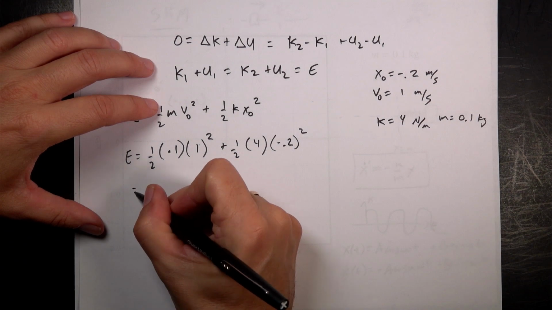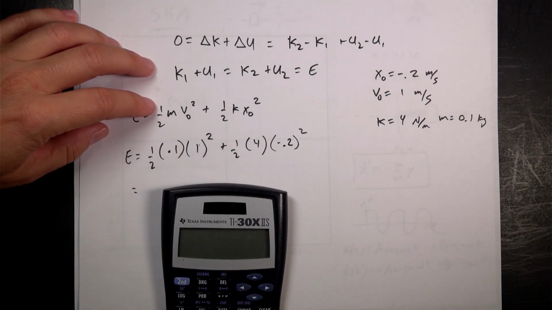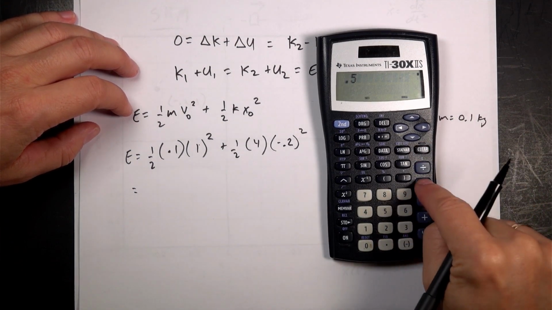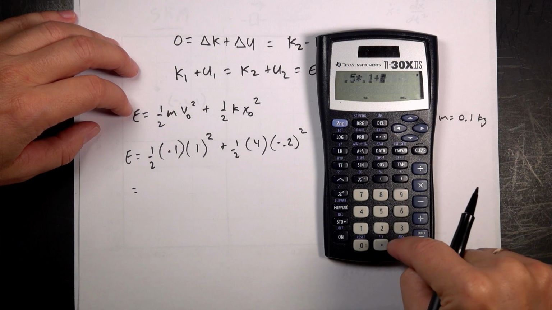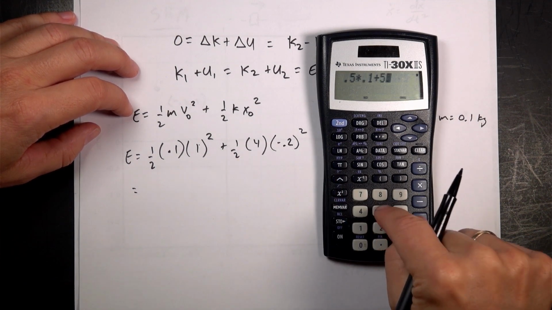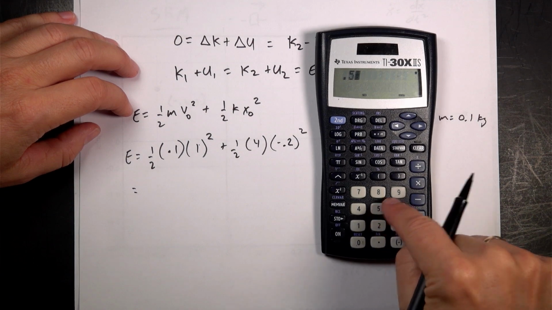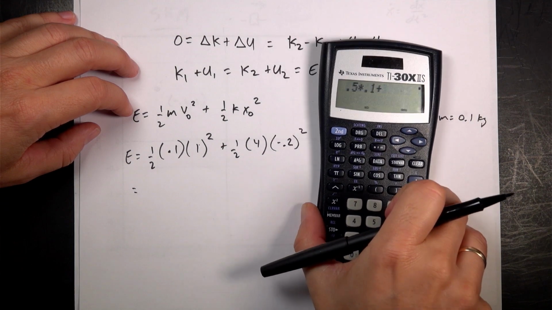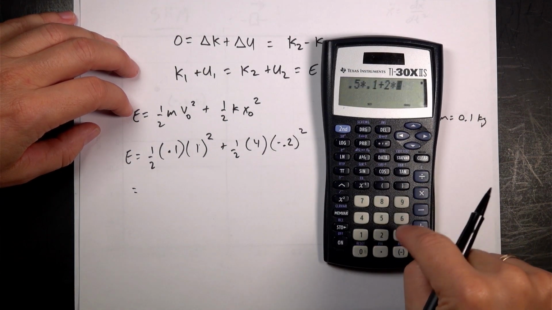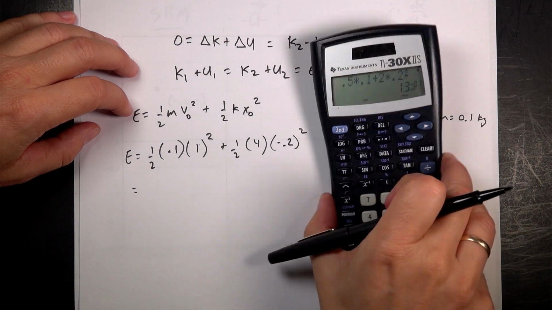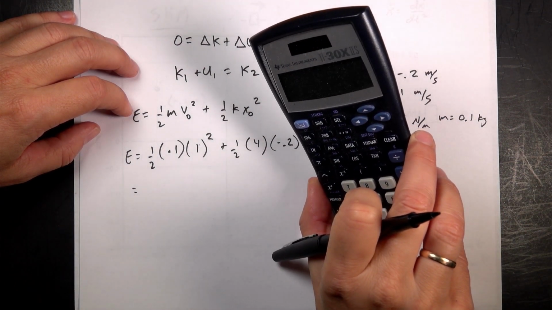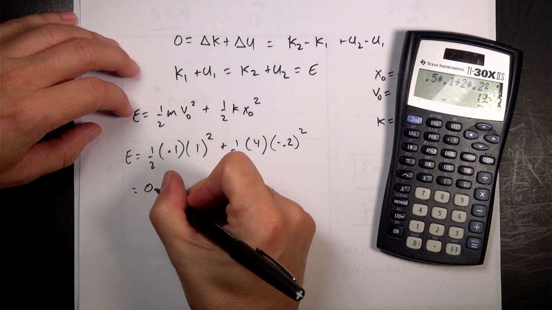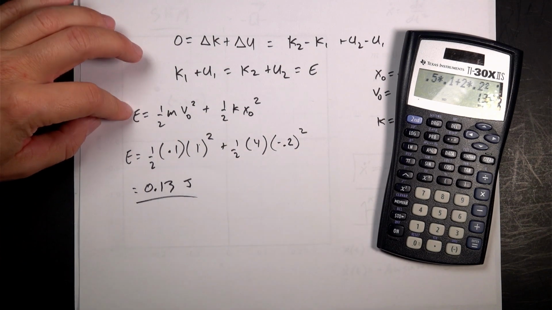So let's just put it in my calculator. I don't want to make a mistake. So here's my calculator. Clear. I can say 0.5 times 0.1, plus 2 times 0.2 squared. And I get 0.13 joules. So that's the total energy.